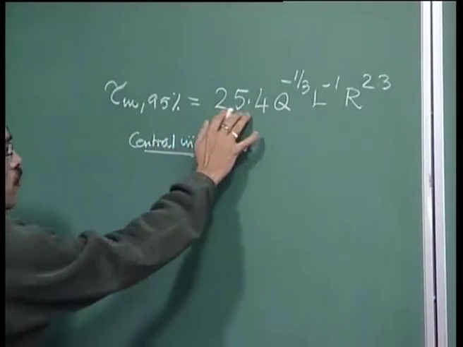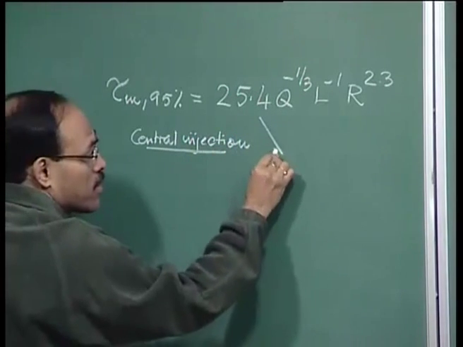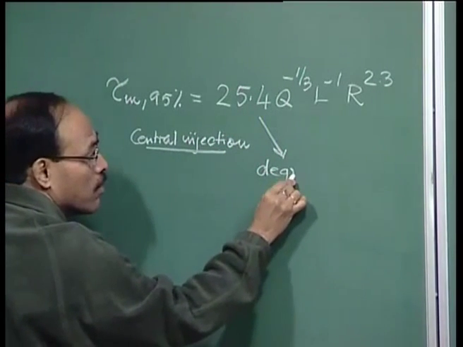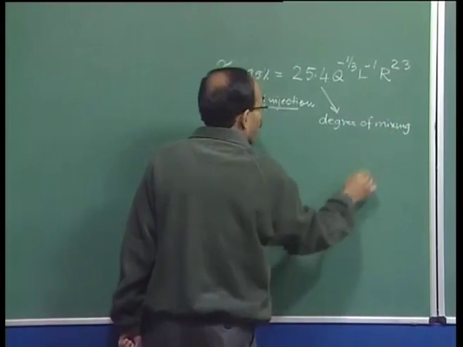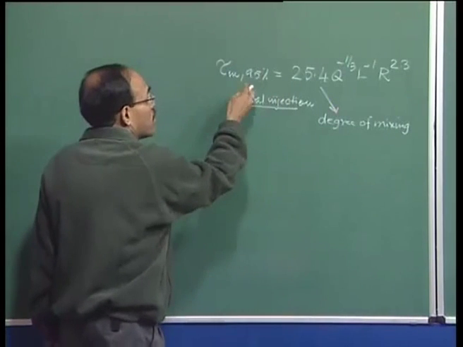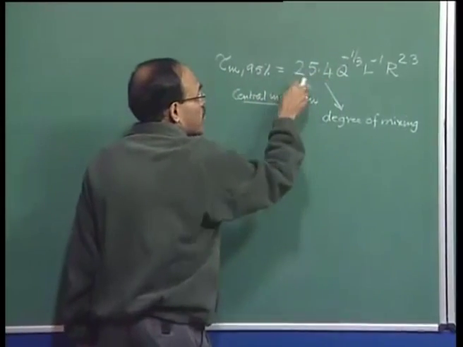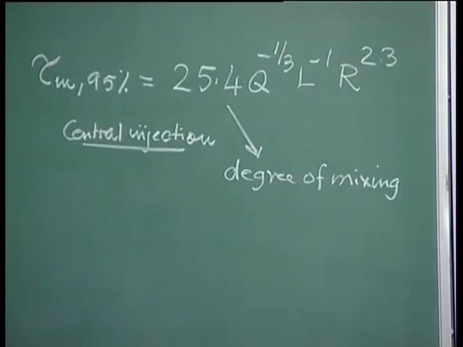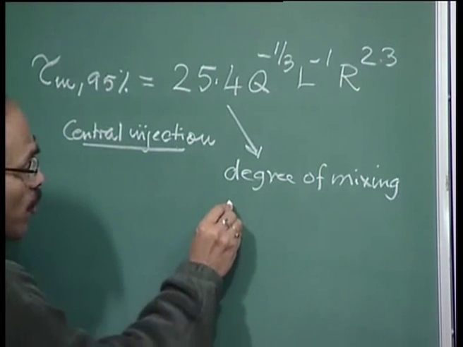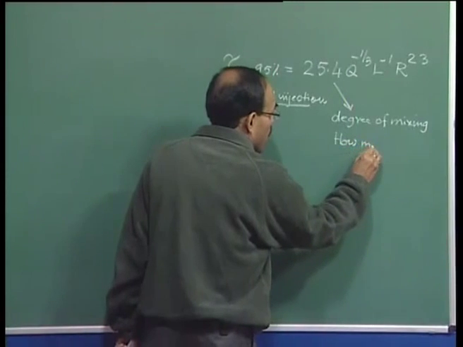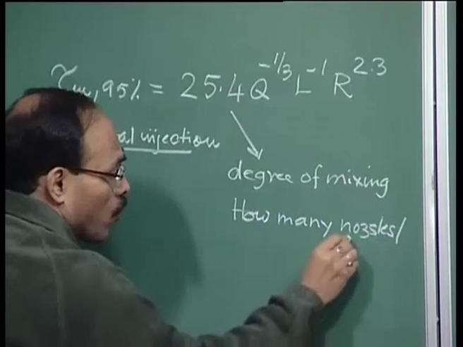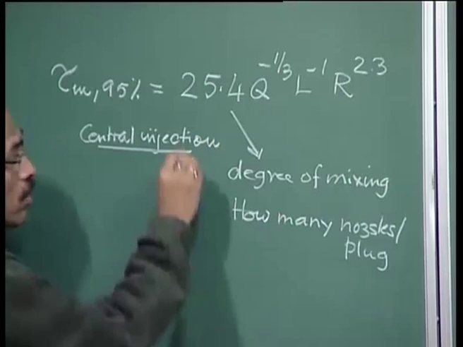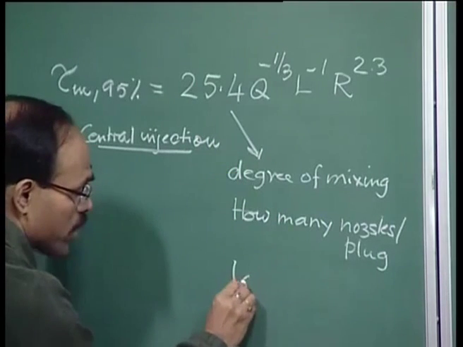This constant, which is empirically fitted, depends on the degree of mixing. For example, if I say that it is 99% mixing, then obviously this constant is not going to be the same. It is going to assume a much larger value. It also depends on how many porous plugs or nozzles there are, and it also depends on the location of the plug.